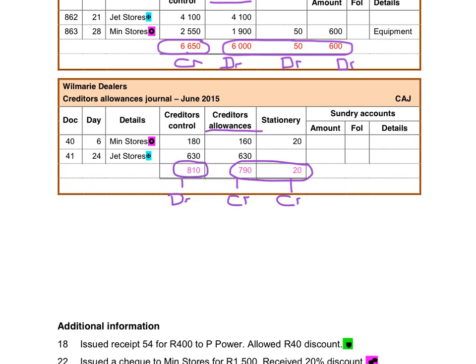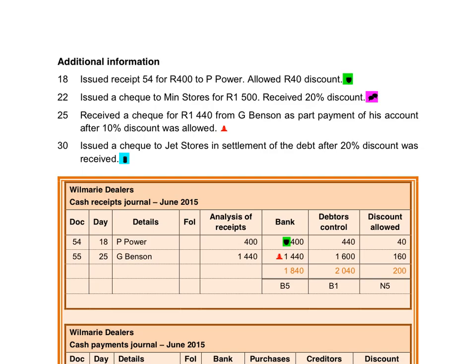Issued a receipt for 400 to P Power, allowed 40 Rand discount. So we will have to record two double entries. The first double entry will indicate that we received money, so it means it must be recorded in the cash receipts journal, and we will reduce the account of Power, and then we will also have to indicate that there was 40 Rand discount. In the cash receipts journal, we will indicate the receipt number as 54.